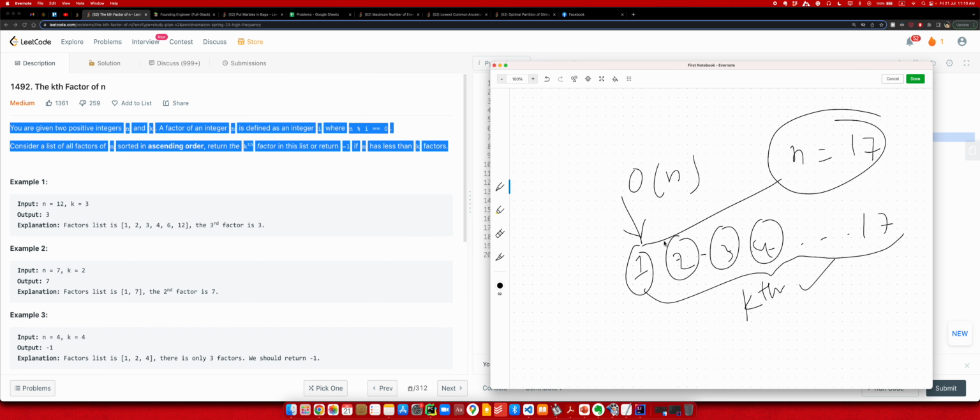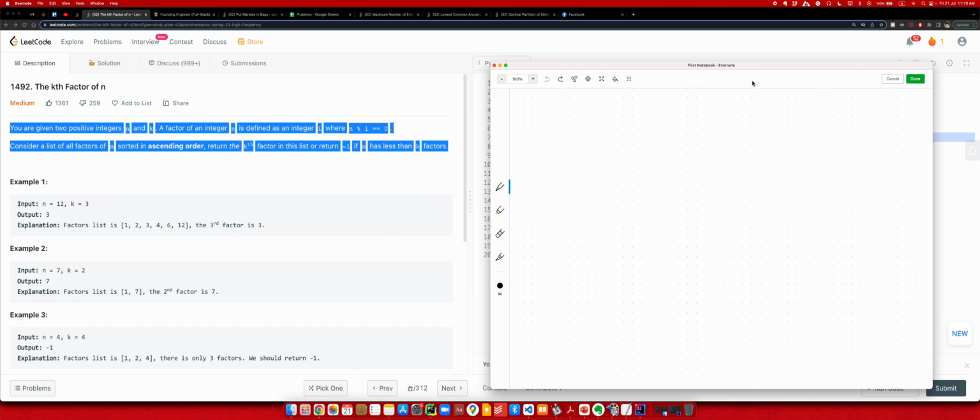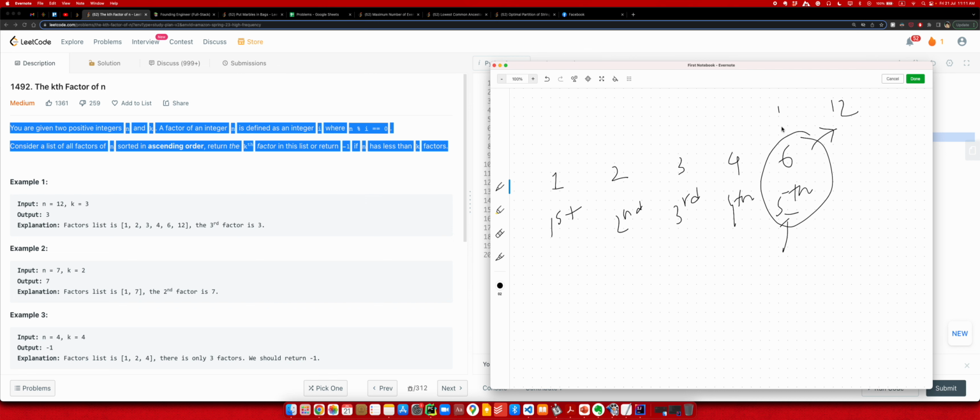So if you start from 1, then you check one by one, then you will find the factors. For example, n equal to 12, you will try from 1. Is 1 a factor of 12? Yes, it is, so it is the first factor. Then 2. Is 2 a factor of 12? Yes, so it is the second factor. 3 is a factor, so it is the third factor. 4 is the fourth factor of 12. Is 5 a factor? No. Then 6. 6 is a factor, so 6 is the 5th factor of 12. So if your question was to find the 5th factor of 12, then the answer should be 6.